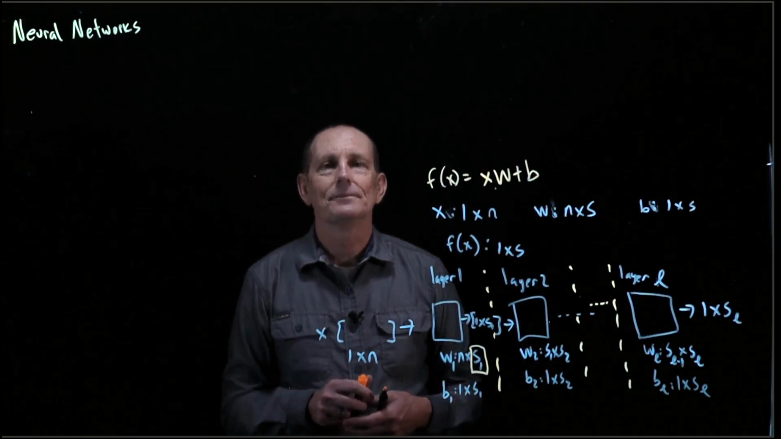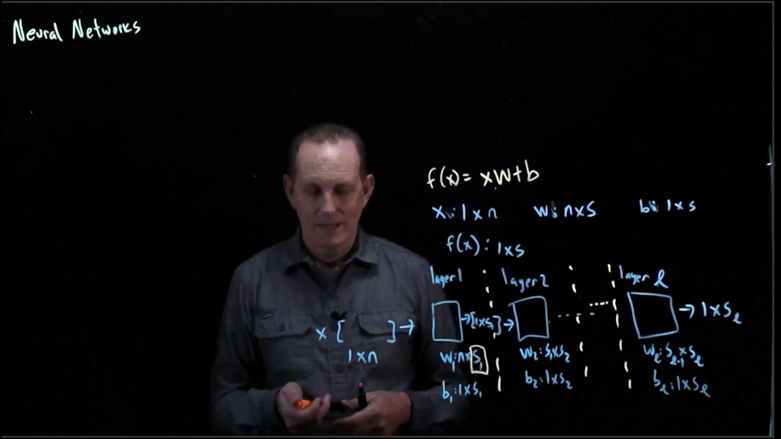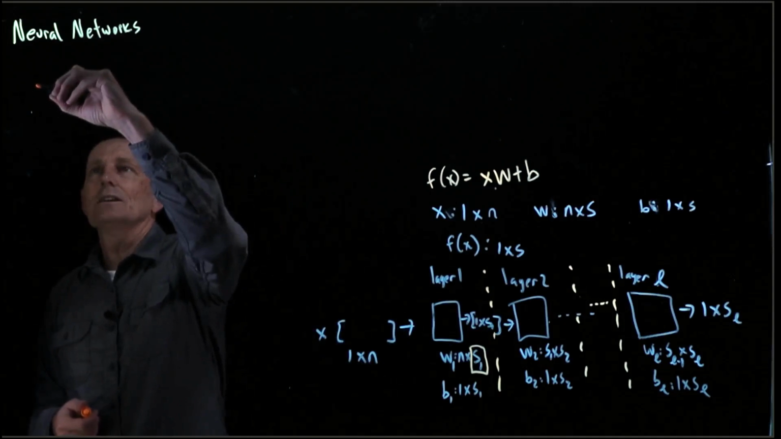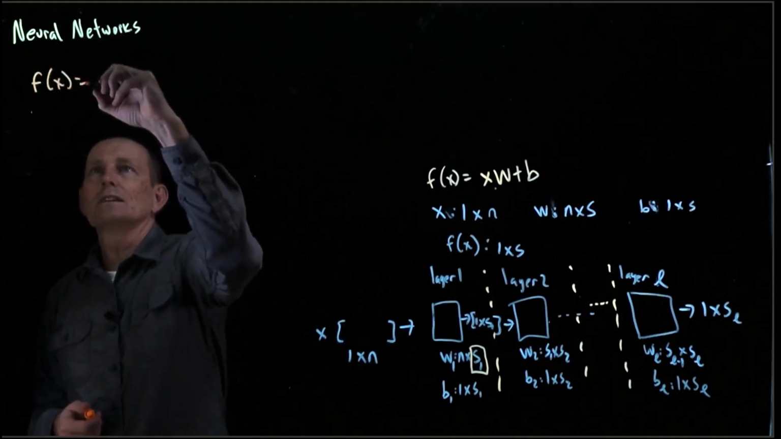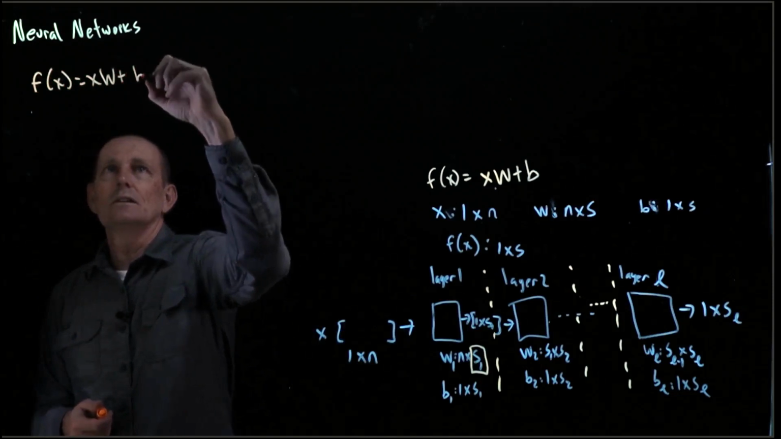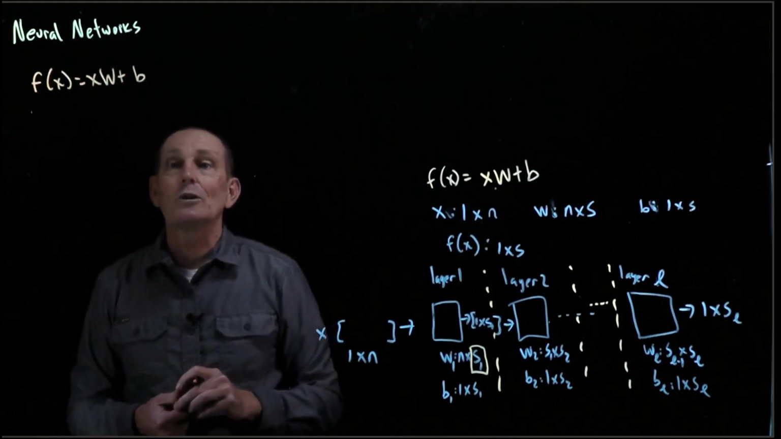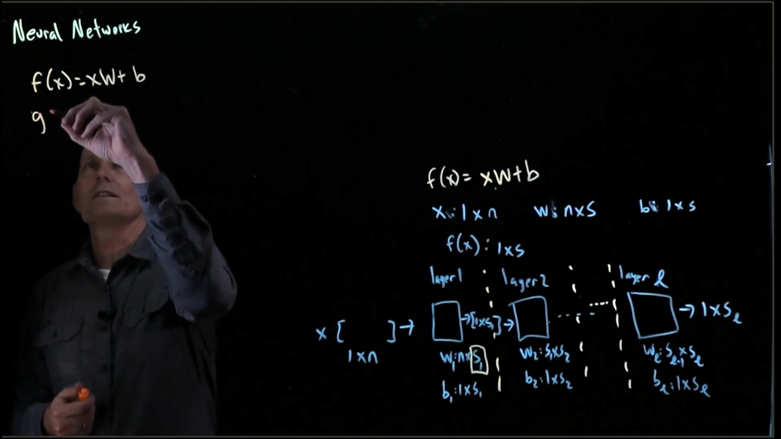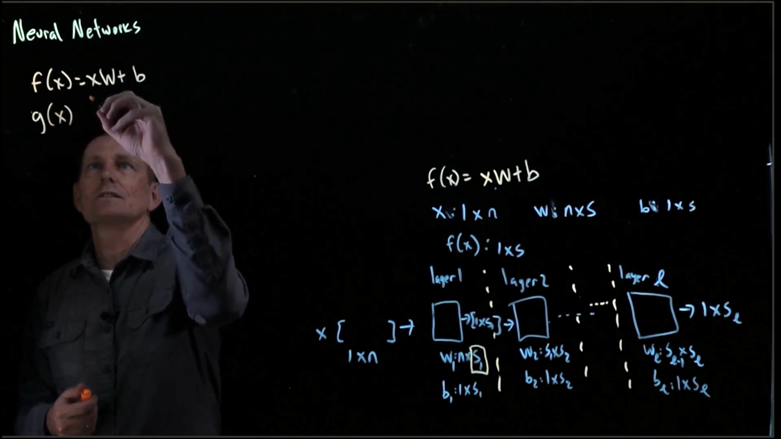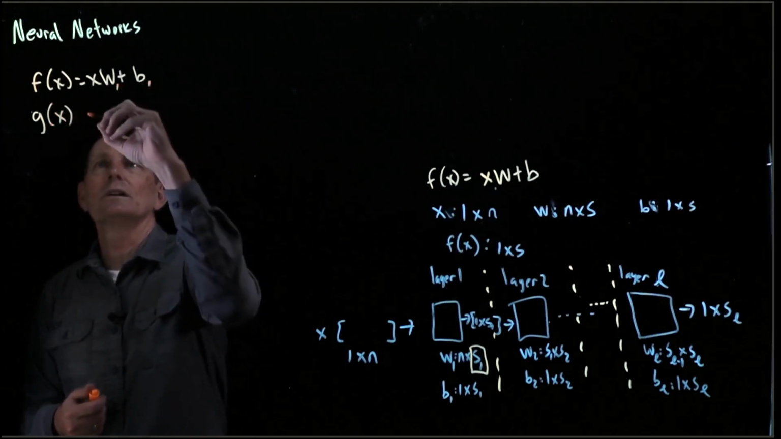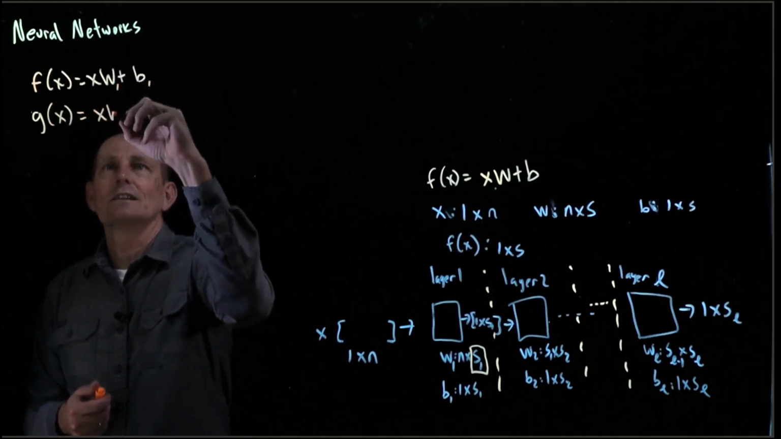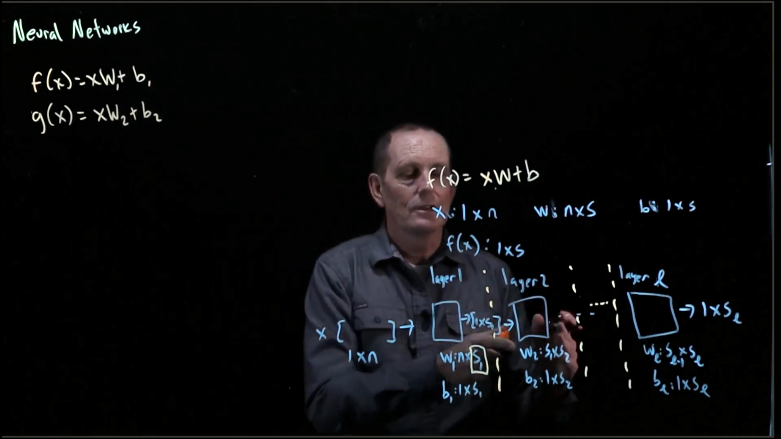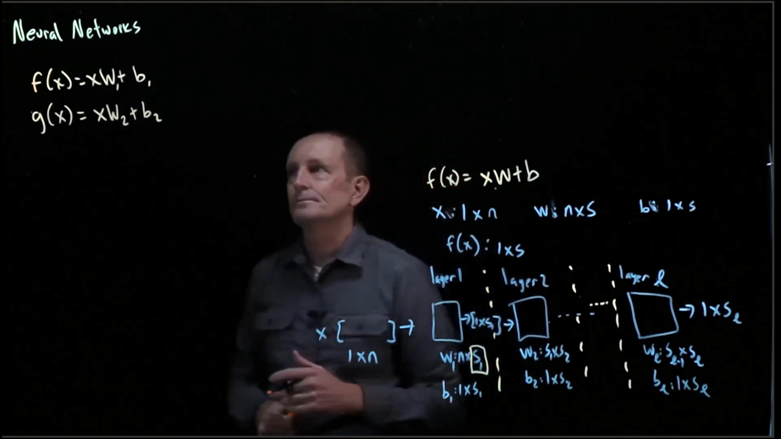Except that's not the whole story, and the reason for that is a problem we have. The problem is that something of the form f of x equals xW plus b for matrices is closed under composition. What do I mean by that? Well, let's say we have f of x is xW1 plus b1, and g of x is xW2 plus b2. So these could be, for instance, the first two layers here. This is f, this is g.